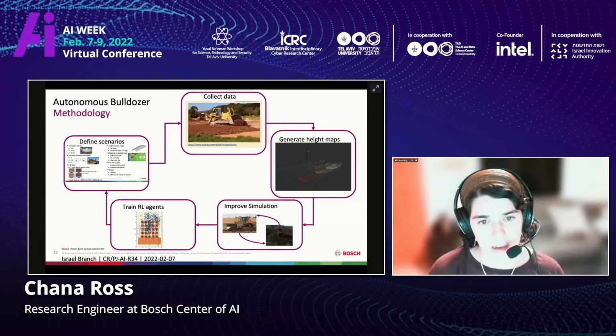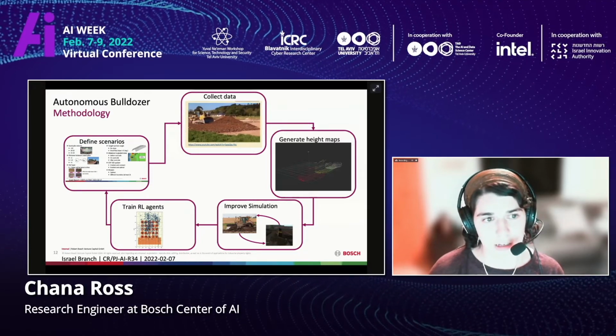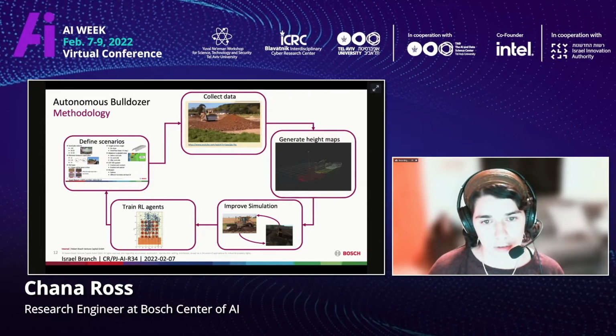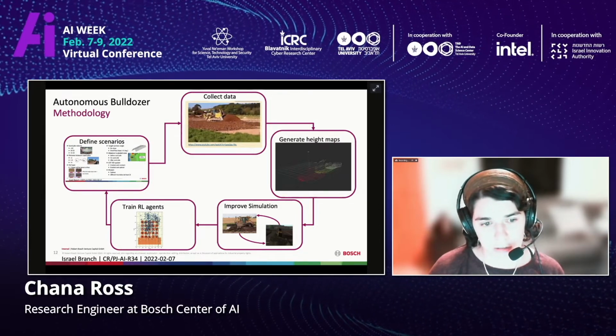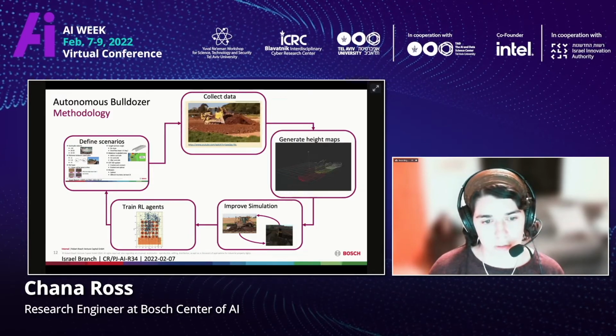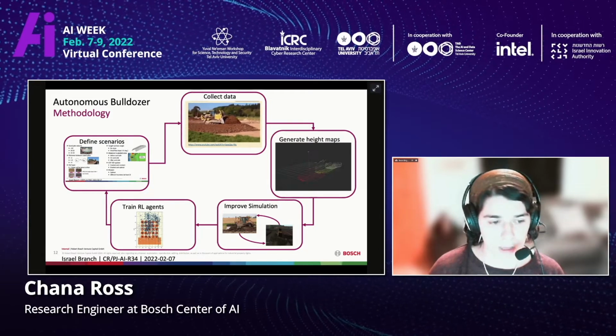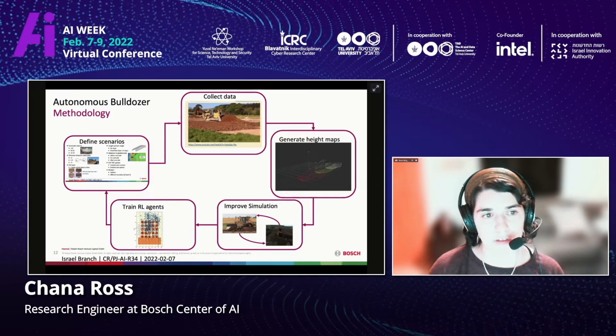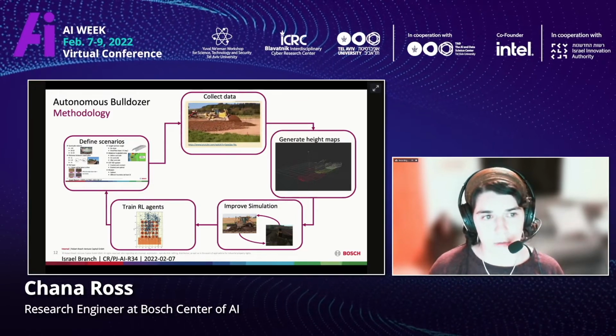Then we collect this data. We generate height maps from this data. The input to our model is a 2D image where the values are the height in each pixel. We use this real data to improve our simulator, which I'll talk about soon. Then using the simulation, we train our reinforcement learning agents or behavior cloning using the simulator and the heuristic. Based on the results that we get, we can go back and define new scenarios to collect.